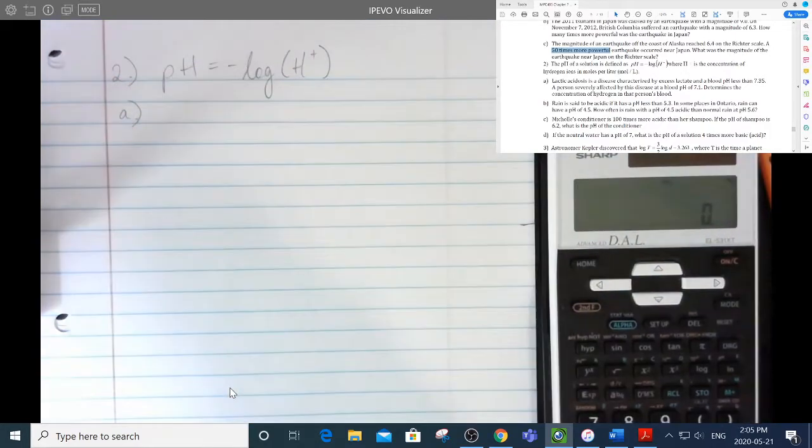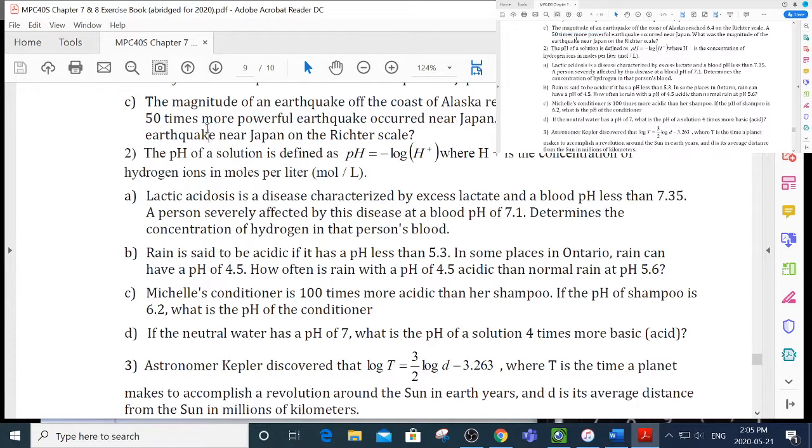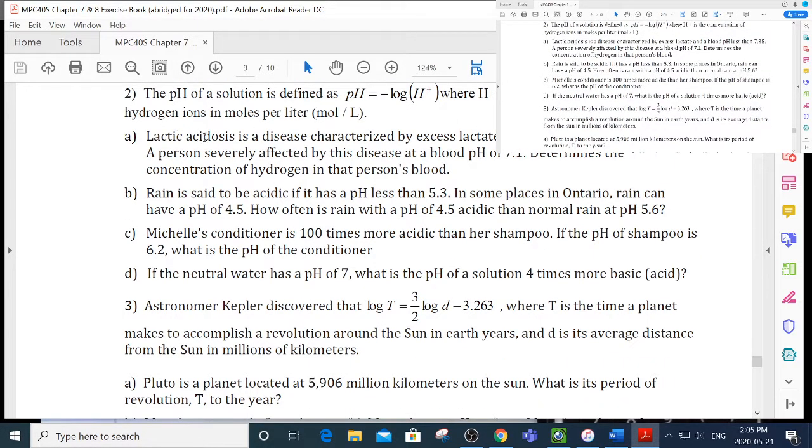2A asks us to go the lactic. Oh, hang on. Let's roll the question in. Okay, there we go. Lactic acidosis is a disease characterized by excess lactate and a blood pH less than 3.75.